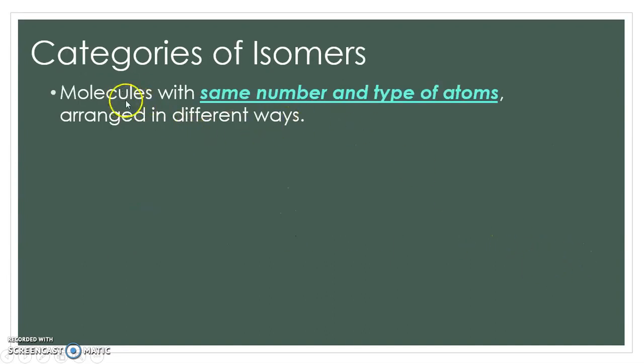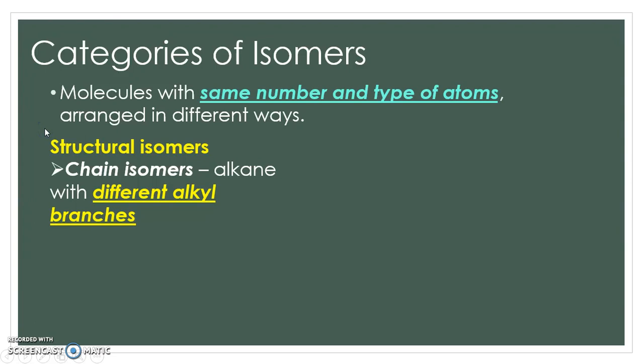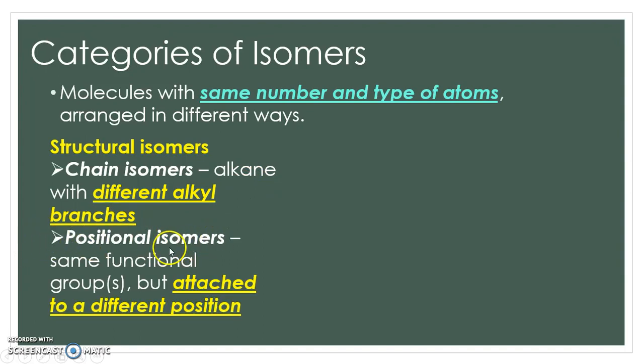So, first of all, isomers refer to molecules with the same number and type of atoms. So if it's an alkane, they have the same number of hydrogen and carbon atoms, but they are arranged in different ways. So the first category of isomers are called structural isomers. They include two subcategories. One is chain isomers that mostly refer to alkanes with different alkyl branches. Or it can be positional isomers. When we talk about positional isomers, we're referring to isomers with the same functional group, but that functional group can be attached to a different position.